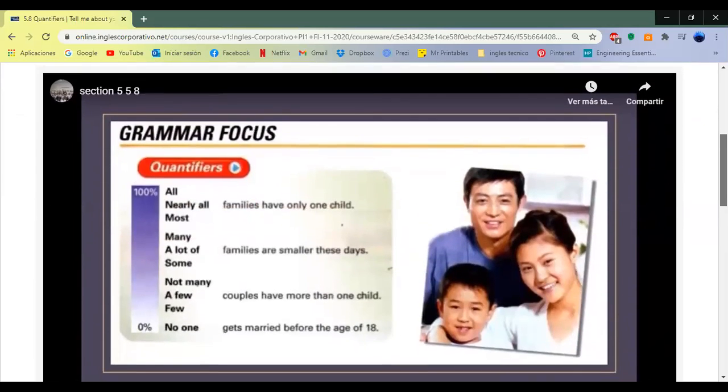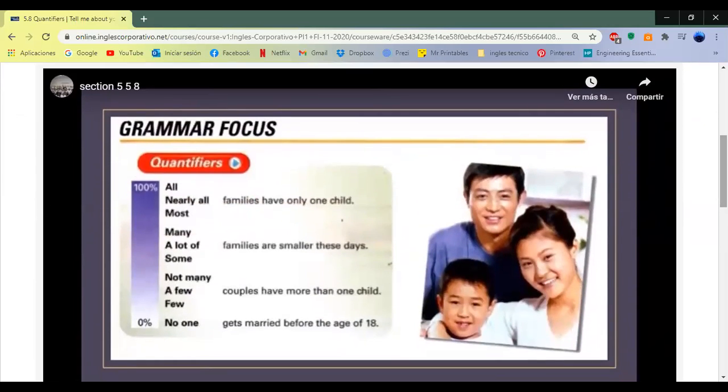Many, entonces, para plurales cuantificables. Correcto. El many se utiliza cuando yo puedo contabilizar. So, for example, I can count people, I can count apples, I can also count chairs, I can count animals, etc. Okay? Any other question?